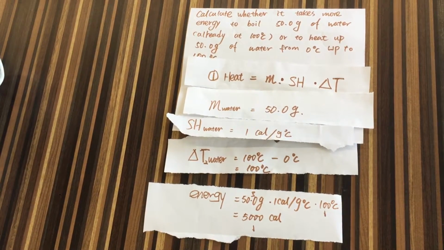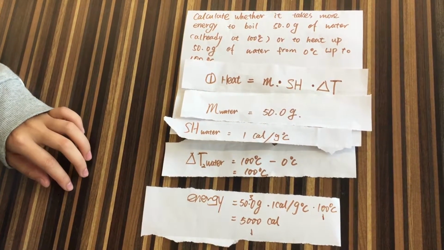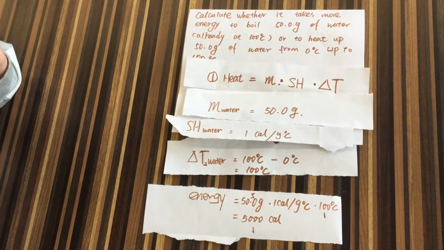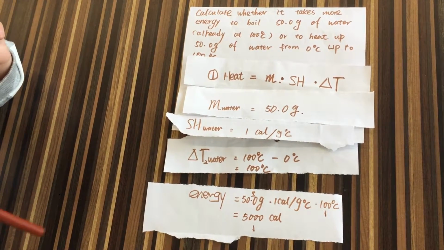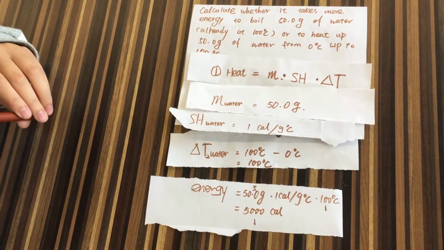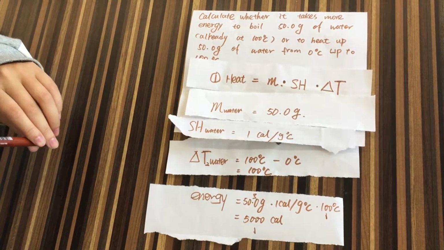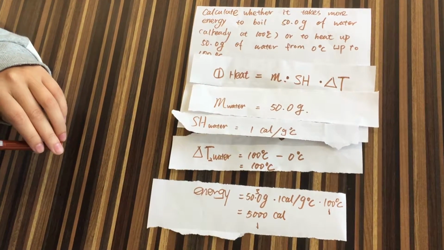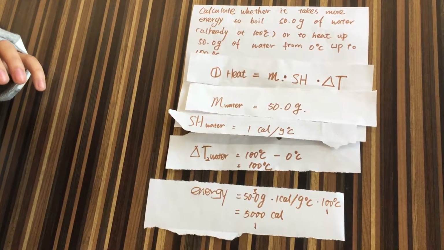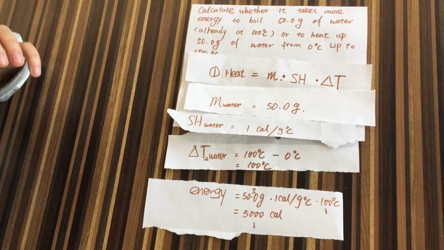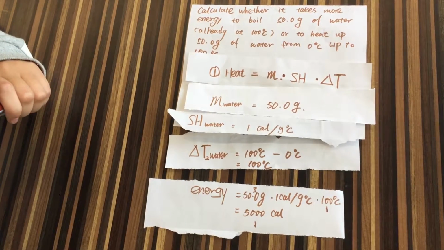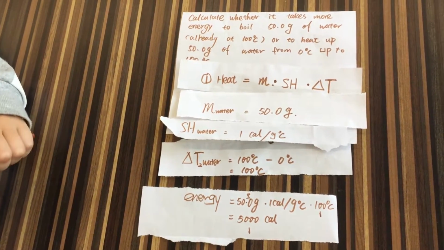5,000 cal. So in conclusion, we compare the two energies they use. To heat up 50.0 grams of water from 0 degrees up to 100 degrees, it takes more energy than to boil 50.0 grams of water which is already at 100 degrees. So this is the answer. Thank you, guys.